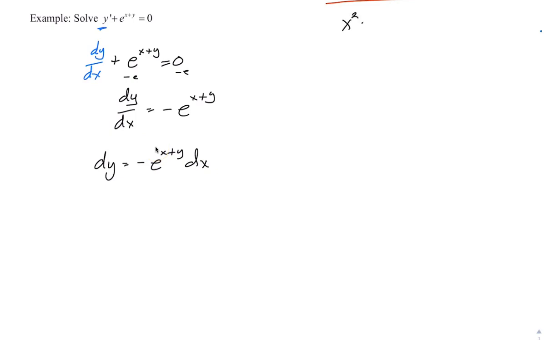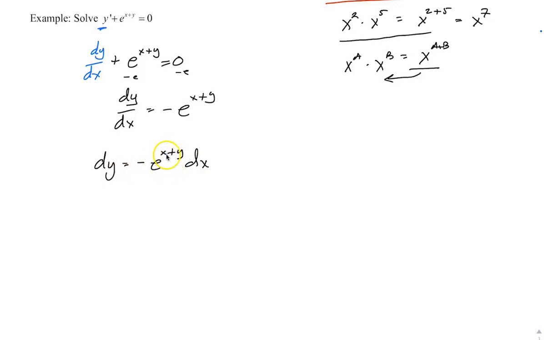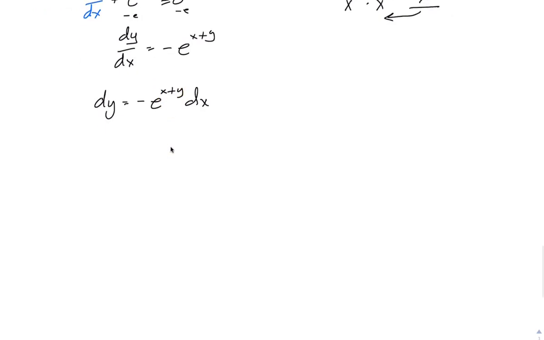If I gave you guys x squared times x to the 5th, I think we all agree that's x to the 2 plus 5, or x to the 7. But I care about this right here. The general rule is x to the power of a times x to the power of b is equal to x to the power of a plus b. That's what we're going to use to our advantage. We're going to go backwards. I have negative e to the x plus y, so I can separate this as negative e to the x times e to the y dy.